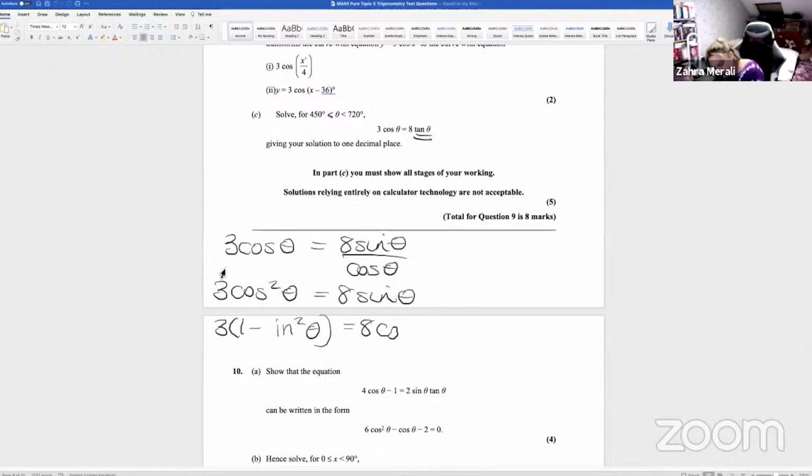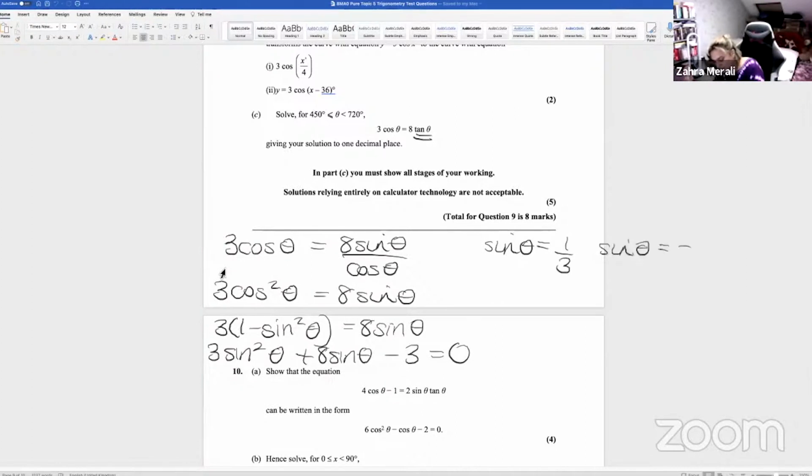I don't know why my s's are doing something weird. Right, let's try again. Sine theta. Open it up and move everything to one side. So 3 sine squared theta plus 8 sine theta minus 3 equals 0. Either factorize, or stick it straight into your calculator to get your solutions. So you get sine theta equals 1/3 or sine theta equals -3.